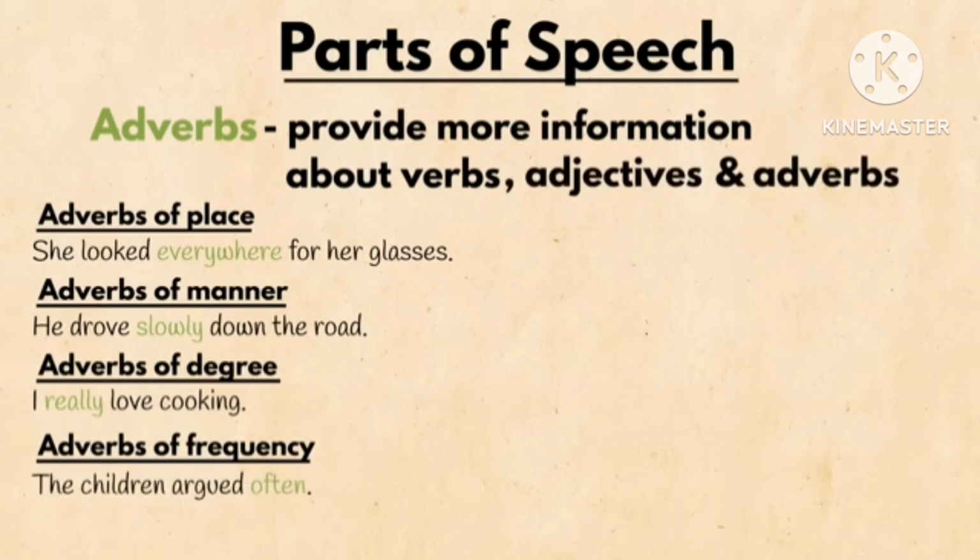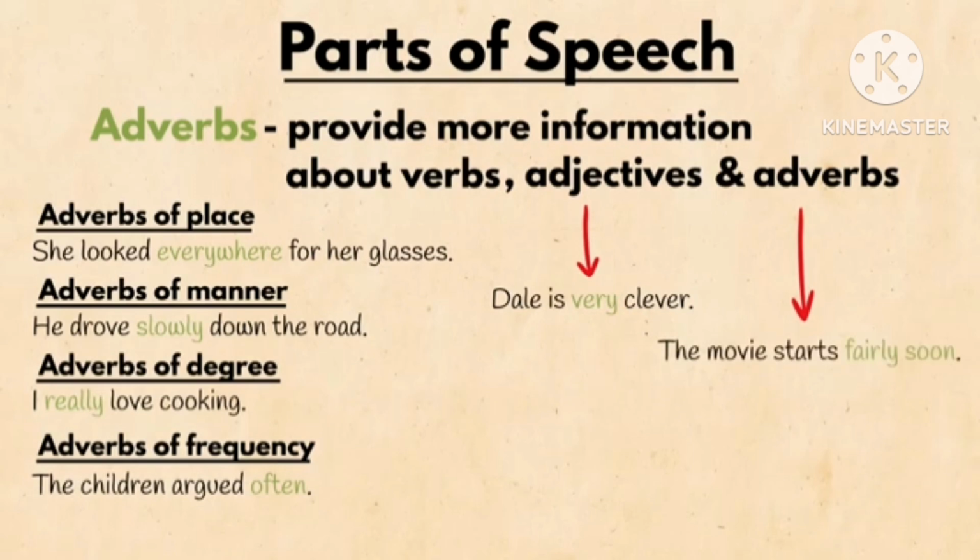Note that as well as describing verbs, adverbs can describe adjectives and they can describe other adverbs. Here is an example of each. Dale is very clever. The adverb very gives more information about the adjective clever. The movie starts fairly soon. The adverb fairly gives more information about the adverb soon.